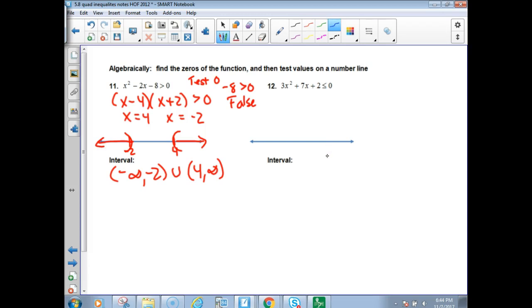Okay, 12. Another chance to factor here. 3x and x. I need a 2 and a 1. So they're both addition. Okay, so I factored this. I get a 0 of -1/3 from that one and a -2 from this one. We've done this so many times. -2 is smaller than -1/3.